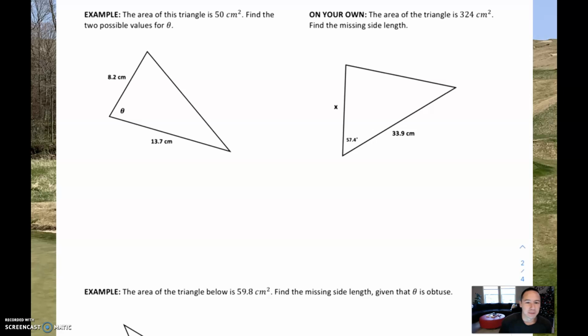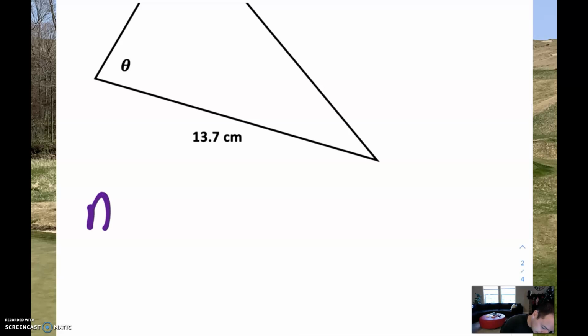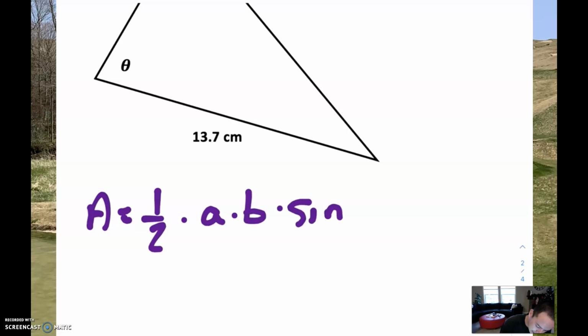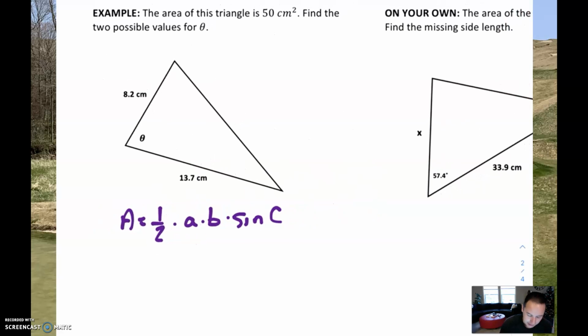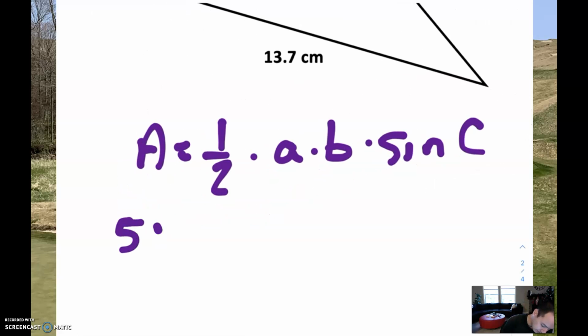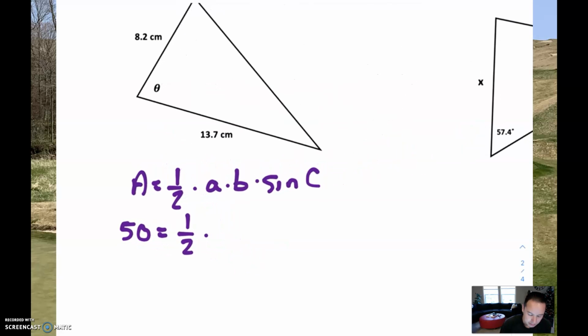Now we're going to go backwards a little bit. Now I'm giving you the area of the triangle, and I'm asking you to find some missing information about the triangle. So let's just set up our formula. We know that the area of a triangle is equal to 1/2 times A times B times sine of C. And in this one, it says that the area is 50 square centimeters. So I can replace the area here with 50 equals 1/2 times, I need A and B. So A and B, it doesn't really matter which order you put them in. I'll just call it 8.2 and 13.7.